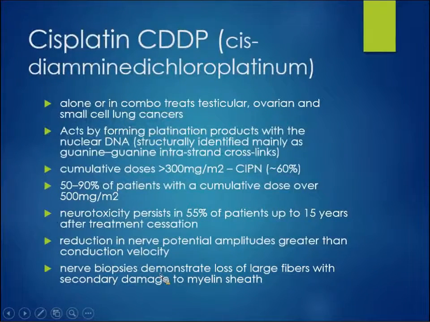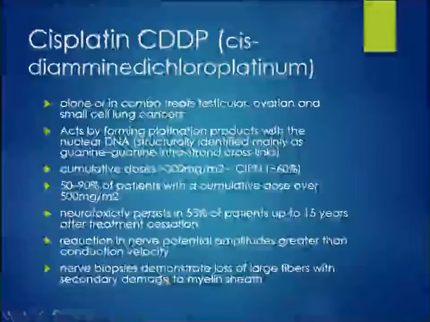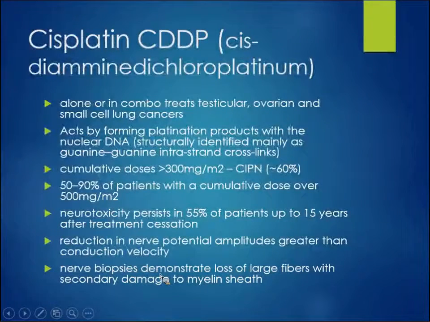Again, I'd be surprised if this is a measure of how long patients were looked at, not necessarily how long the neuropathy lasts. And on the nerve conduction studies, we see a reduction in the nerve potential amplitudes more than an impact on conduction velocity, which means axon loss as opposed to the myelin. The myelin has the role in speed and conduction velocities. So when myelin's affected predominantly, you have slow conduction. So in these cases, we have reduced responses, which indicates that we have axon loss. In the rare cases where nerve biopsy has been performed with cisplatin, there's a loss of the large fibers and secondary damage to the myelin sheath, the primary issue being the loss of fibers.